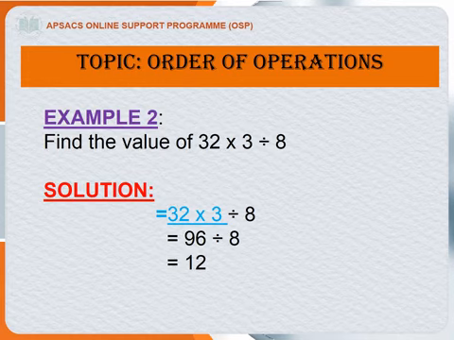Example number 2. Find the value of 32 multiply 3 divided by 8. Now look at the question. How many operations are given? 2. Multiply and divide. So we will use the rule left to right. 32 multiply 3. First we will solve the multiply operation. 32 multiply 3, answer 96. Divided by 8, write the same and divide. Answer is 12.